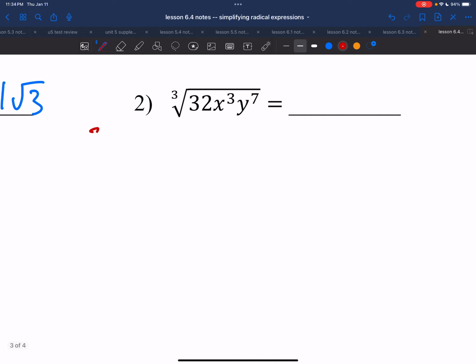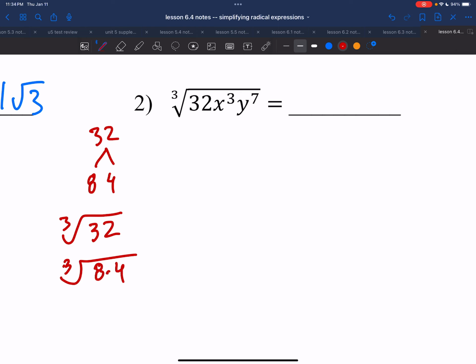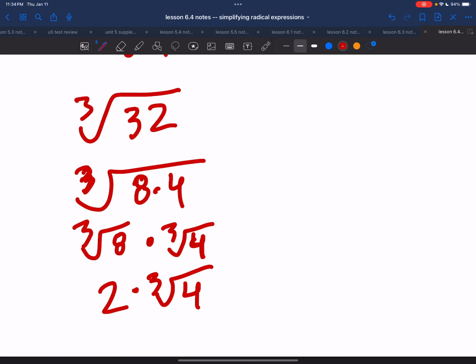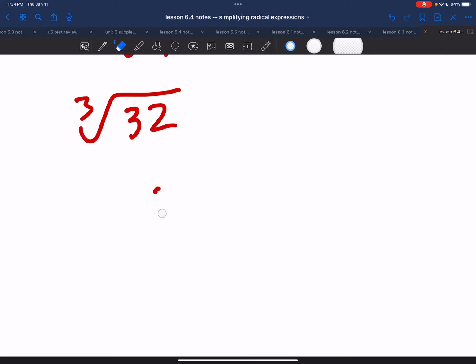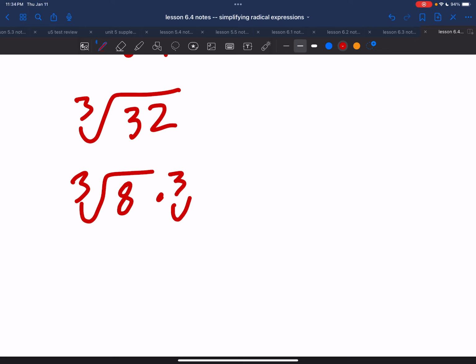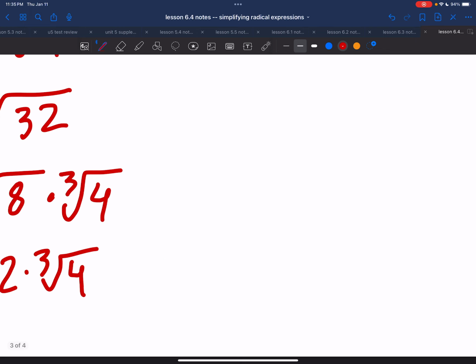So cube root of 32, 32 is 8 times 4. So then the cube root of 32 is just the cube root of 8 times 4, right? So that's just the cube root of 8 times the cube root of 4. So that's just 2 cube root 4. That's what that is. So it's really ugly. I'm going to erase that. It's cube root of 8 times cube root of 4, which is 2 times cube root of 4. That's what that is. Okay?